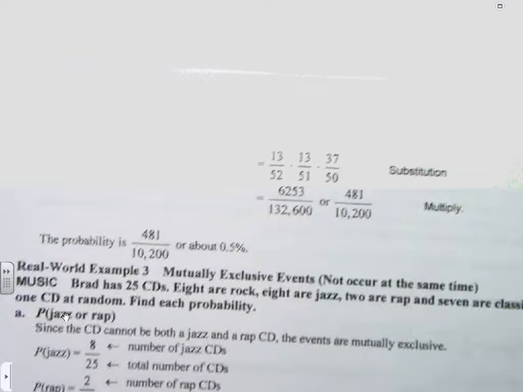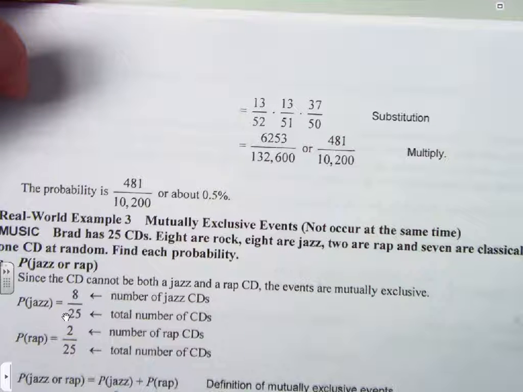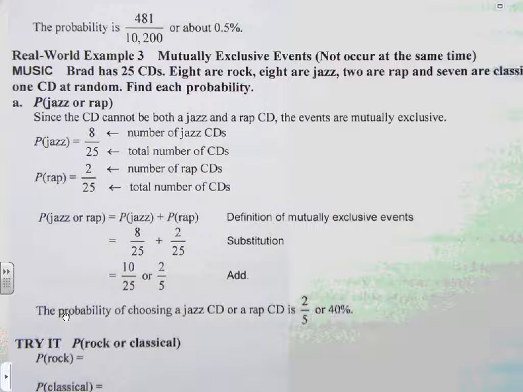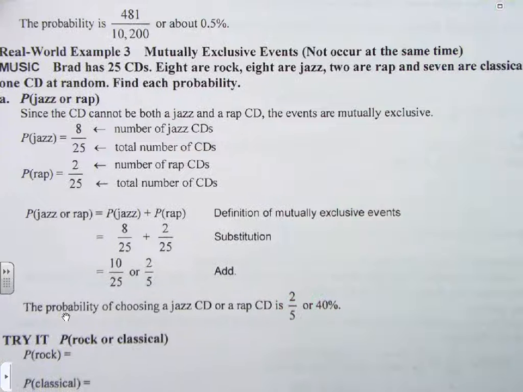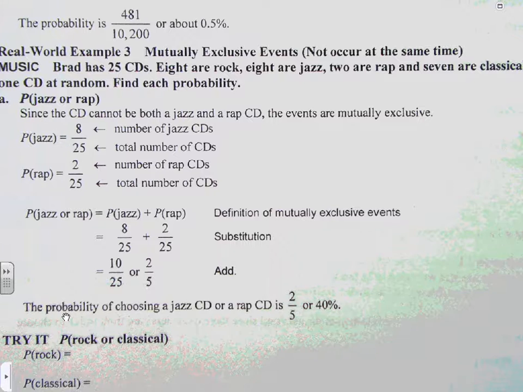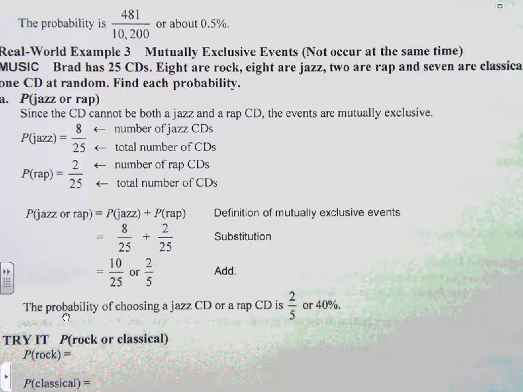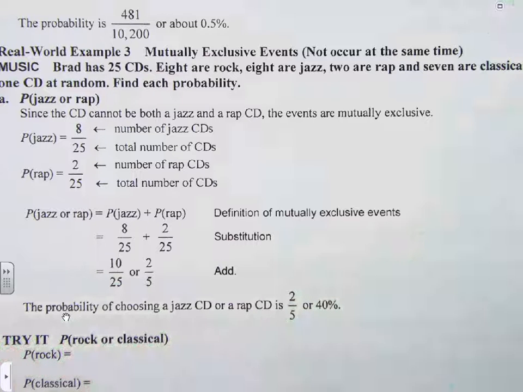Now, in this particular assignment, mutually exclusive means they don't occur at the same time. Okay. So we have this person. They have 25 CDs. So 25 is our total. Out of these CDs, they have 8 that are rock, 8 that are jazz, 2 are rap, and 7 are classical. This person's going to choose 1 CD at a time, and I want you to find the probability. Well, the first probability that we want to find is the probability of this person picking a jazz or a rap. Do you notice something different here?